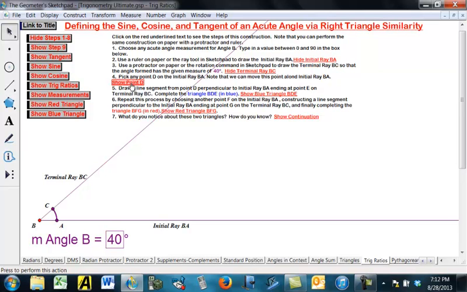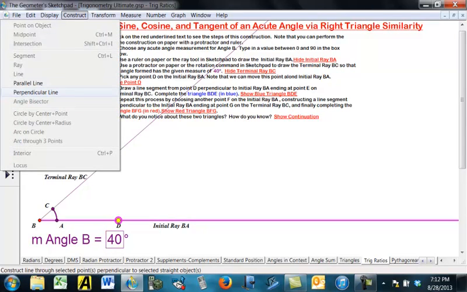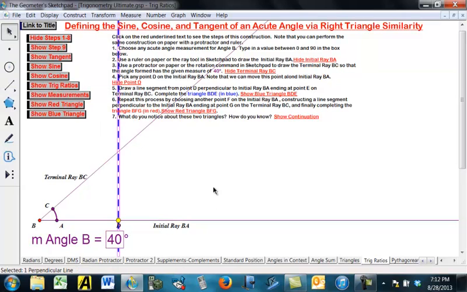Now the next thing we want to do is pick a point D on this ray. We can pick this point anywhere on this ray, so we have free choice here as long as we're on this initial ray. And the next thing we want to do is draw a perpendicular line from here. Now in Sketchpad I can just click on this point and this line here and say construct a perpendicular line, and it'll make it.